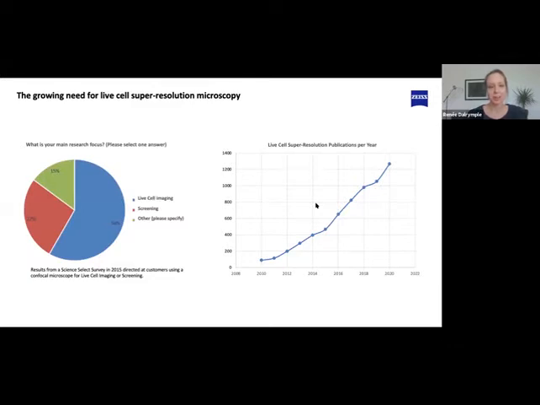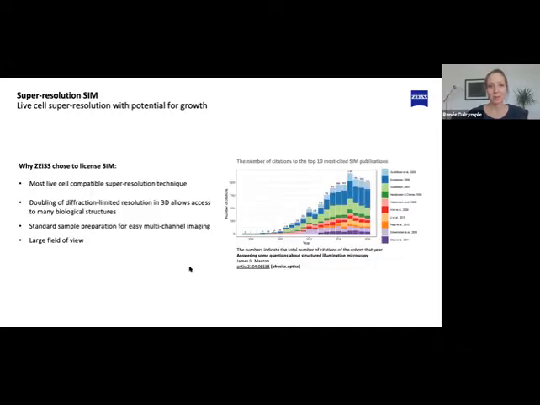So to that end, we're always trying to think about what the best technology is to really develop and commercialize. So in order to do that, we thought about structured illumination microscopy, of course, because it really is one of the most live cell compatible super resolution techniques. At this point, it's also a very, very well established technique.